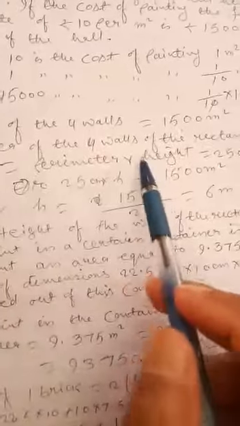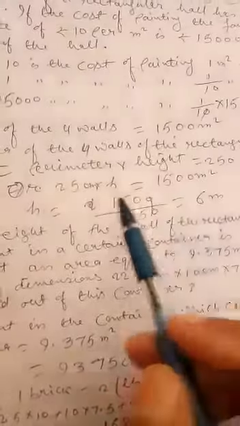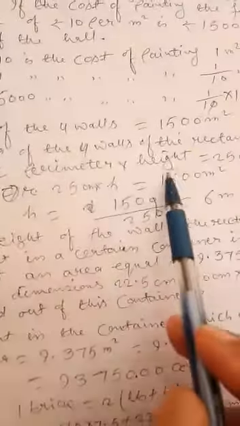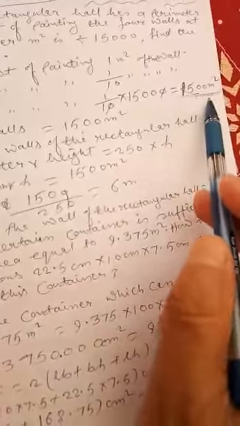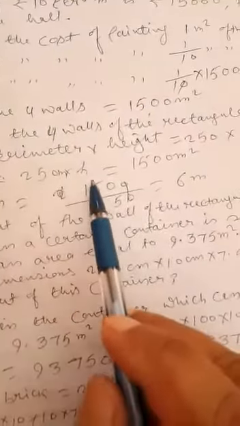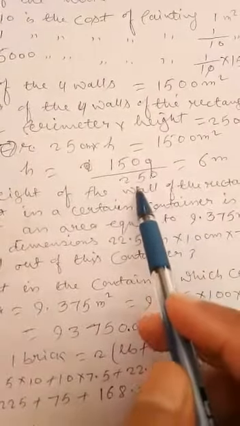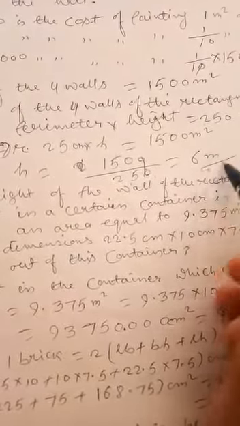Now area of the four walls of the rectangular hall is equal to perimeter into height. And perimeter is given here, in the question, 250 meter. So we can say here area of the four walls of a rectangular hall is equal to perimeter into height, that is 250 into height. And now area we have got here 1500 meter square. So 250 into height is equal to 1500 meter square, or height is equal to 1500 by 250, 0 0 cancel, 6 meter. So height of the wall is equal to 6 meter.